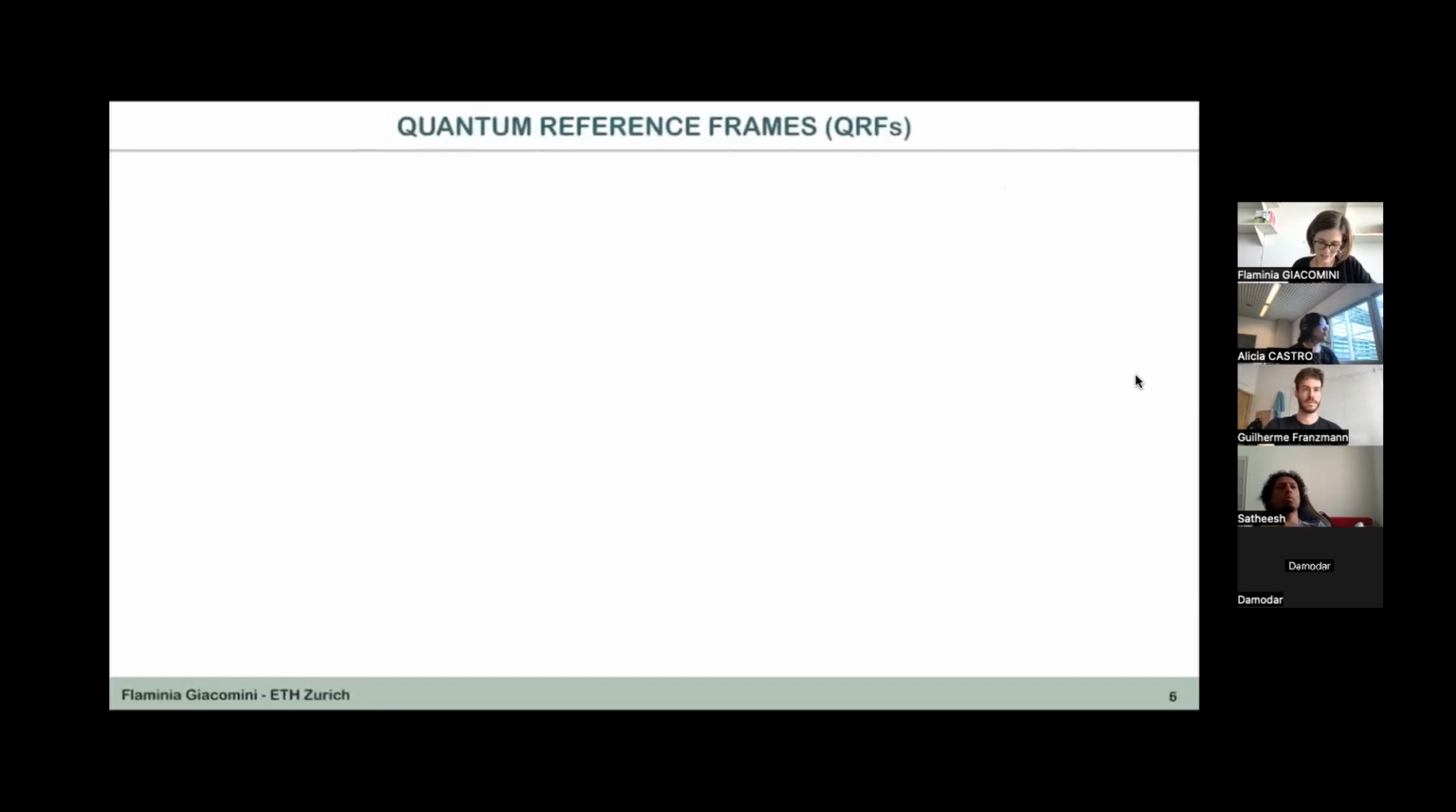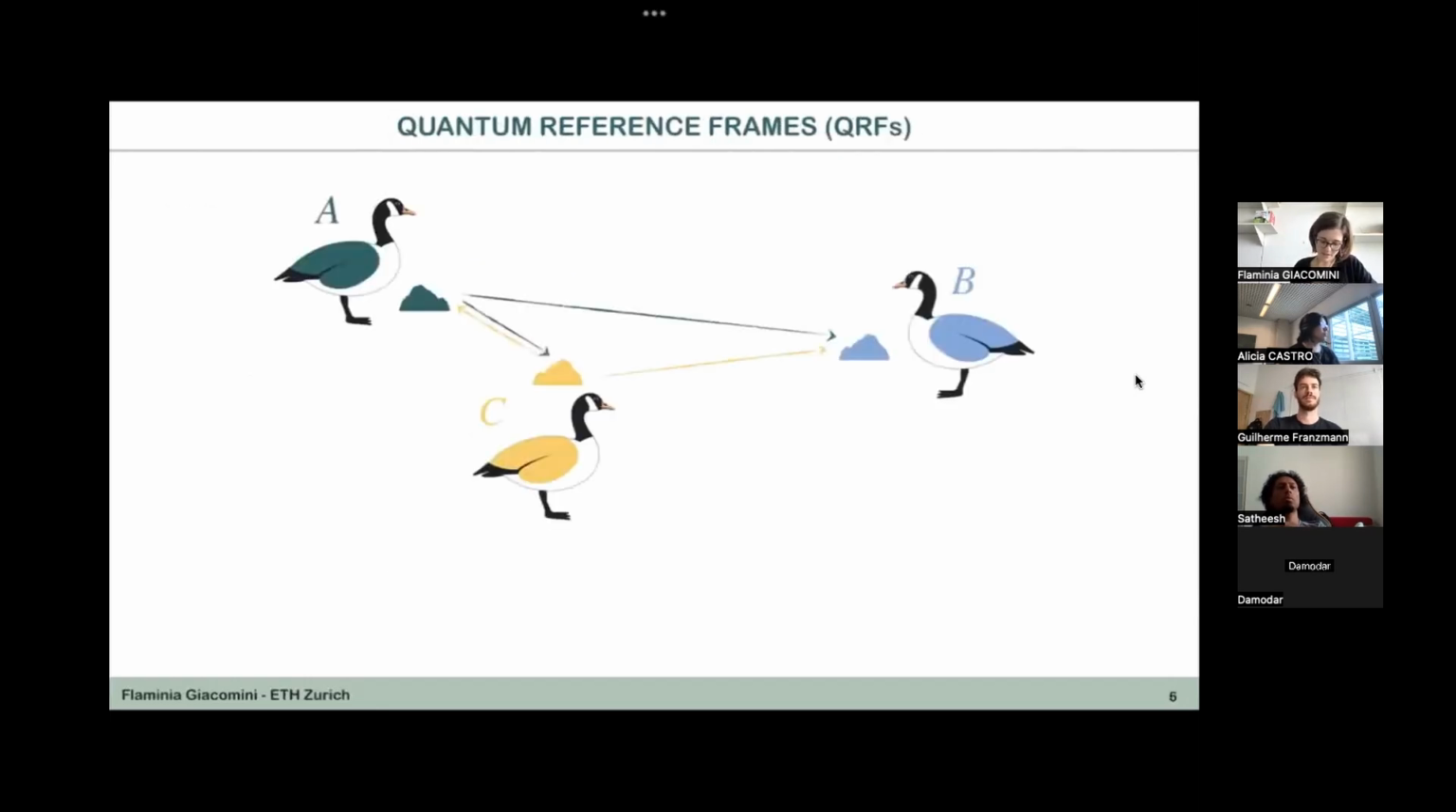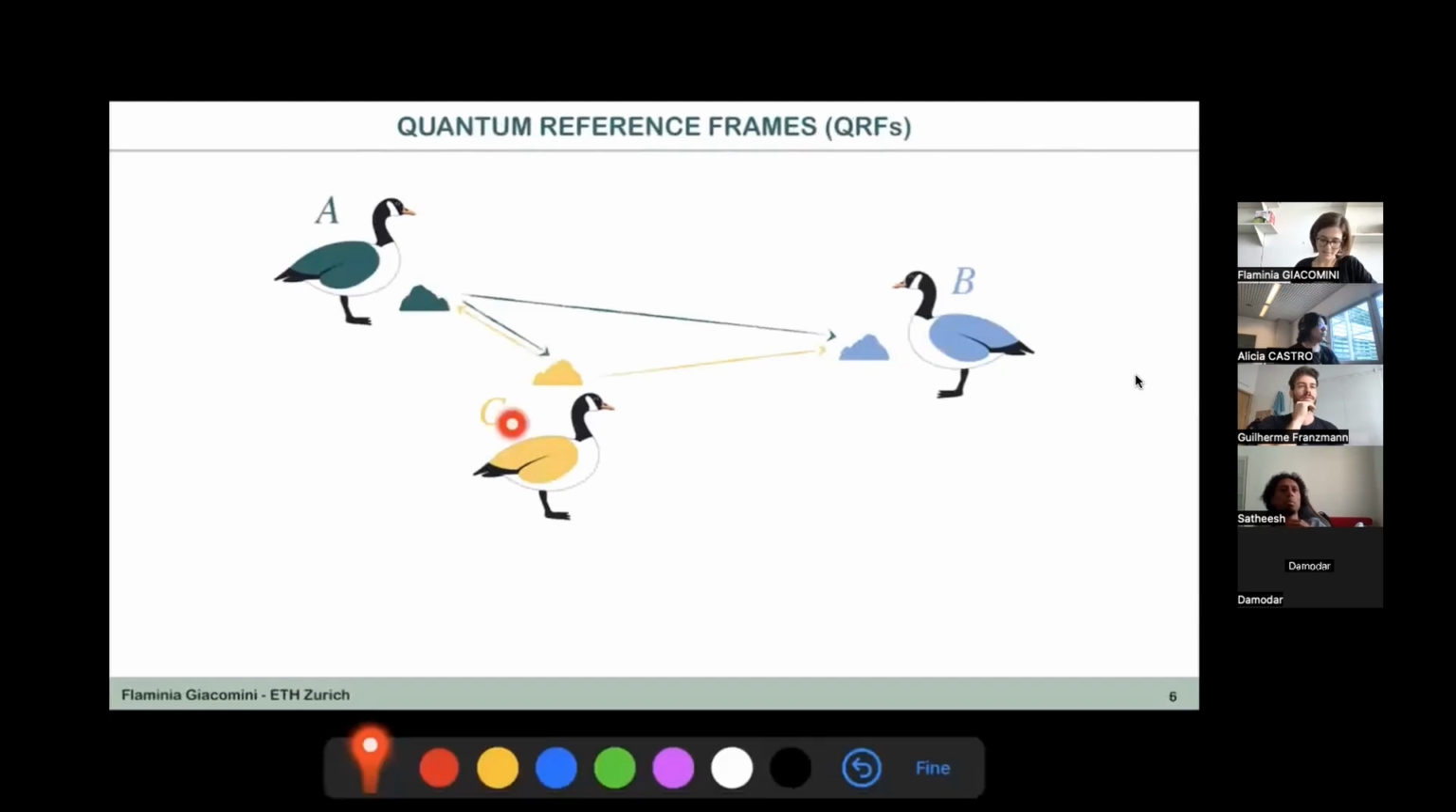Okay, so now let's consider this very simple scenario where we have three particles, A, B, and C. The approach that we want to take here is a relational approach. So what we want to say is that it doesn't matter where I place this three particle system. I can place it here, here, here, here, doesn't matter. The physics is going to be the same. So the only variables that matter physically are the relational ones.